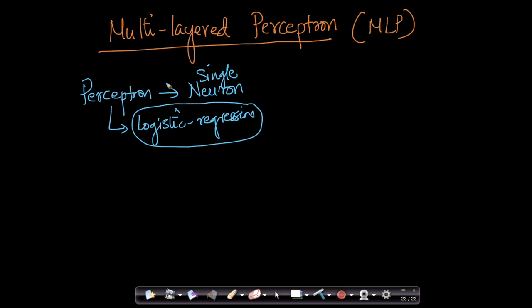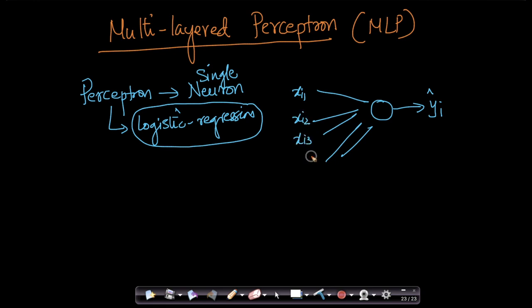Now, what is the extension to this? People said, how does a single neuron look? You have a bunch of inputs and you have an output, your yi hat here. You have your xi1, xi2, xi3, and so on up to xid. So this is what a simple perceptron is. There is a function here. If the function is a sigmoid function, you get logistic regression. If the activation function is a simple perceptron thresholding function, you get a perceptron. At the end of the day, it's a very simple single neuron model.